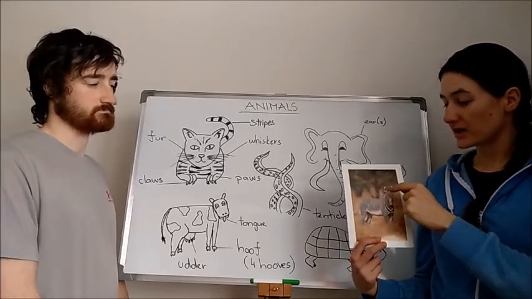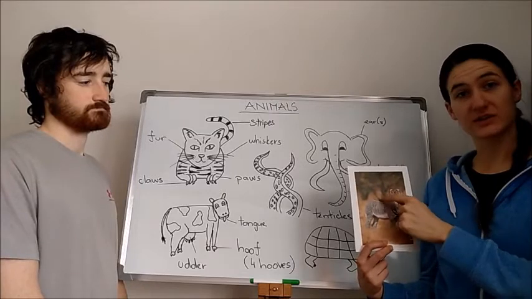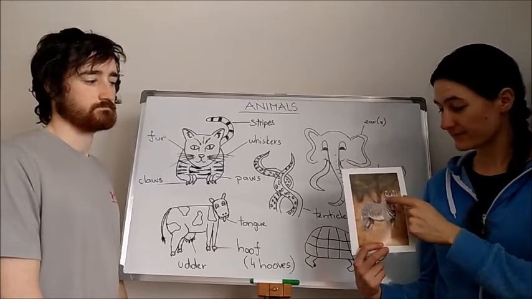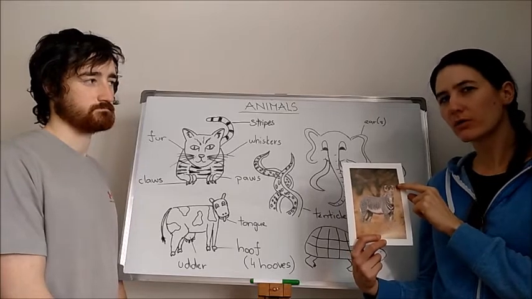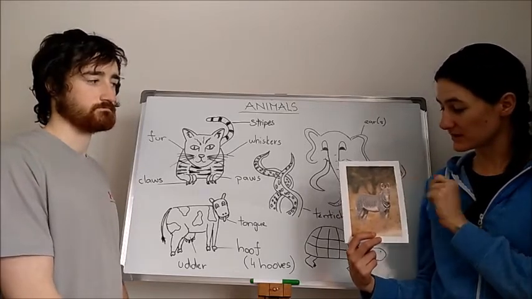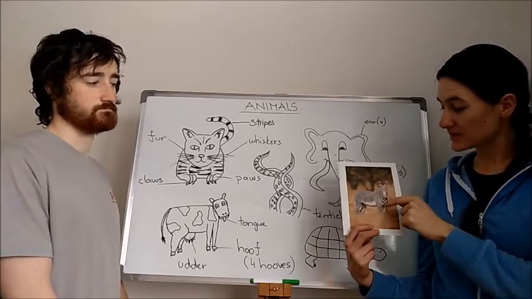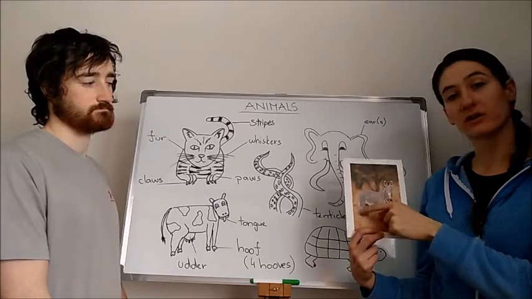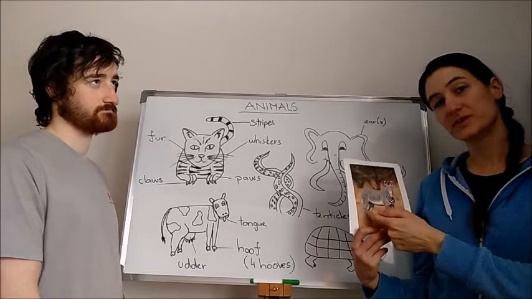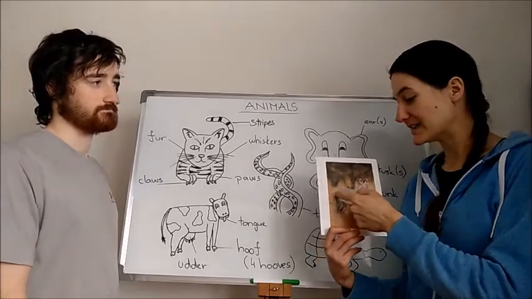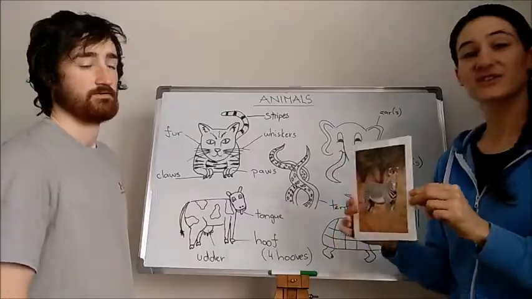It's got fur. It's got stripes. It's got quite big oval ears. And it's got quite long legs as well. And it's got 4 hooves. It's got 4 hooves and a tail. Yeah, so that's a zebra.